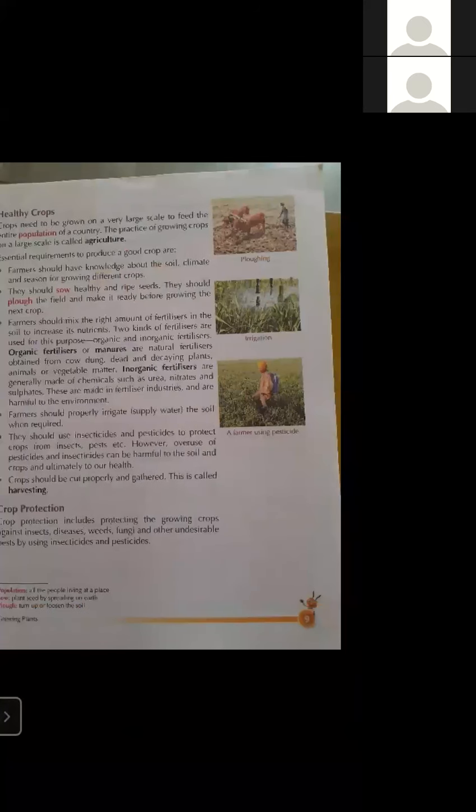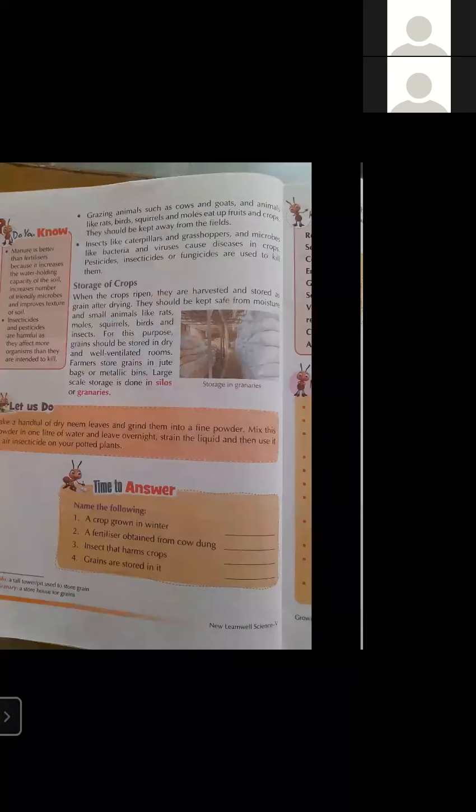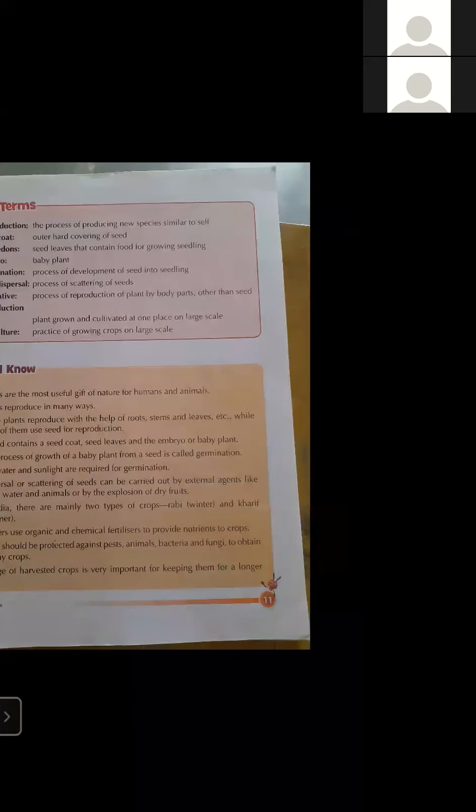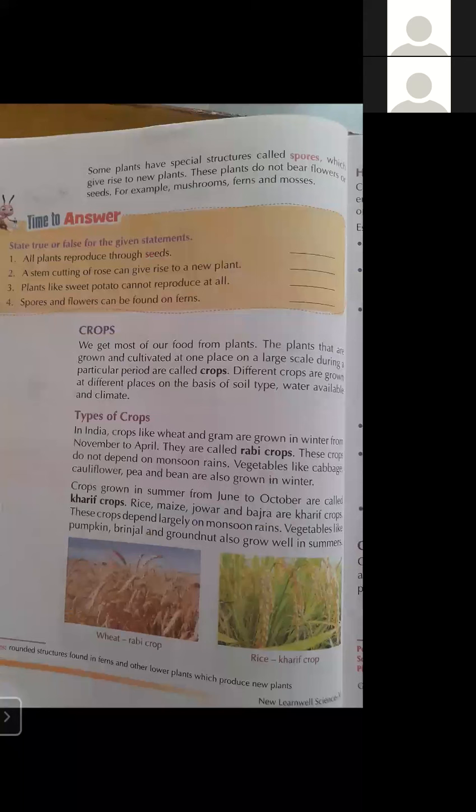So let's start today's topic. Today's topic is crops. What are crops? What are the types of crops? These are the topics which we will discuss today. So let's start. Open page number 8 in your book.